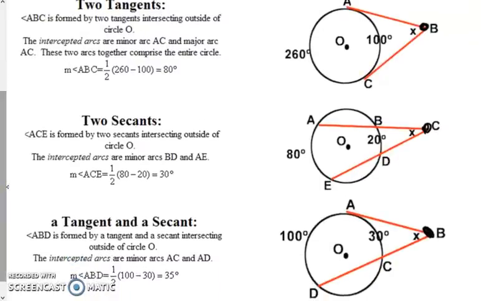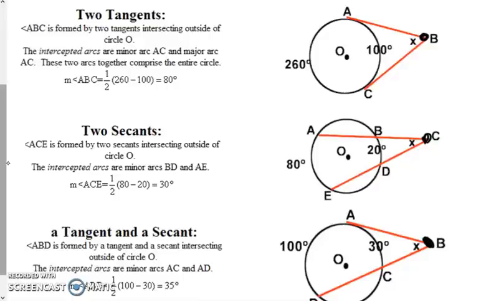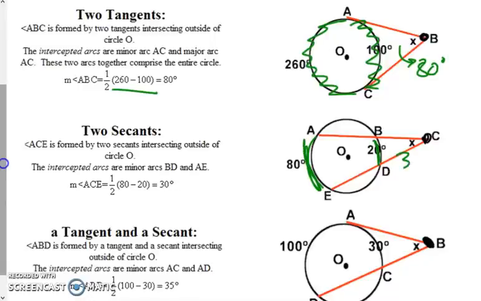And for the situations, you just have to be careful about what we mean by the intercepted arcs. So in this case, here's the one arc. Here's the other arc. Subtract them, take 1/2 of it. X is going to be 80 degrees. In this case, it's clear that that and that are the intercepted arcs. The difference between them is 60. 1/2 of that is 30.